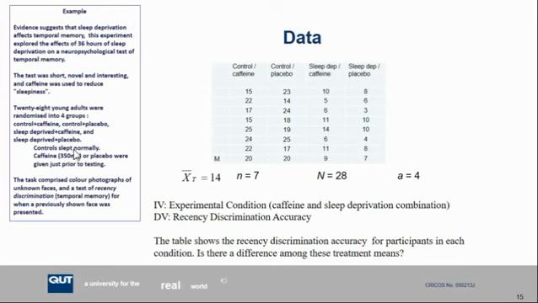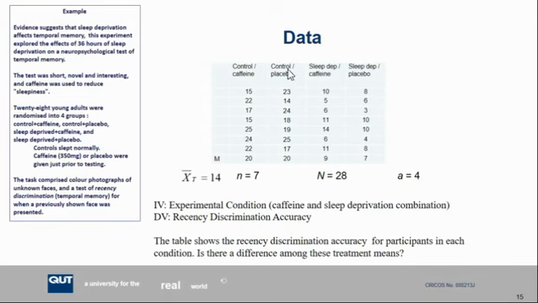And as I said, control slept normally. Caffeine was either 350 milligrams of caffeine or a placebo, and the sleep-deprived group were exposed to 36 hours of sleep deprivation. Okay, the task comprised colour photos of unknown faces and a test of recency discrimination for a previously shown face was presented, and that formed the DV.